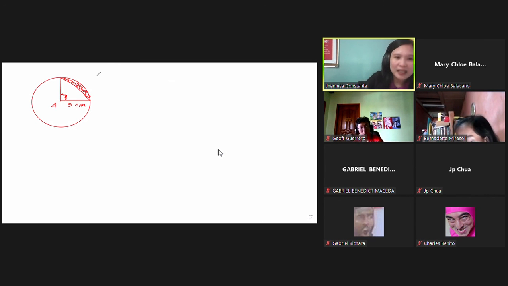When it's a right triangle, no need to find the height. If it's already a right triangle, or if the central angle measures 90 degrees, no need to find the height. The height is the same measurement as the radius when it's a right triangle.